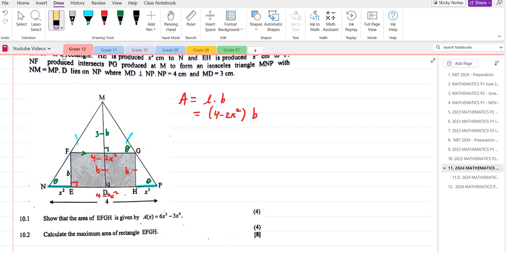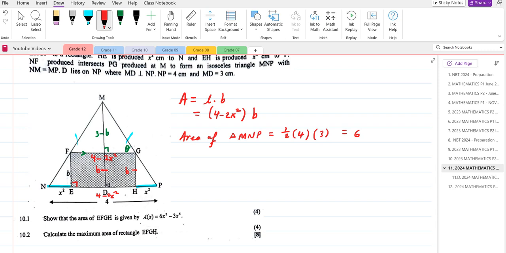Alright, so they gave us 3 and 4. They gave us 3 here and 4 there. So we know the area of the isosceles triangle. What's the area of the isosceles triangle? Area of this entire triangle, area of triangle MNP, is equal to half, base is 4, and the height is 3, which is 6. Area of triangle MNP is 6.